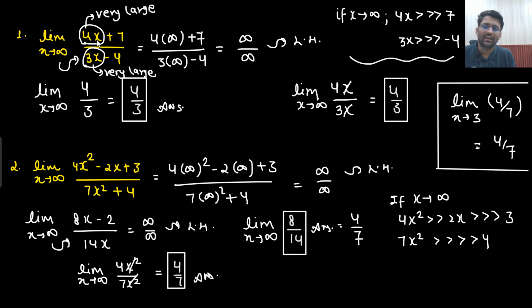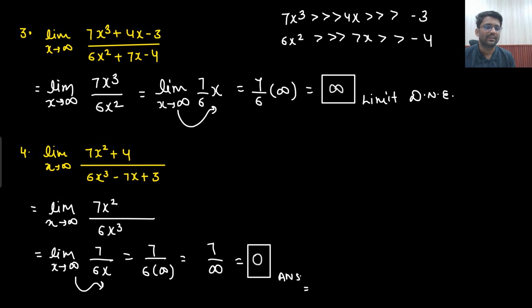Answer is infinity. Here, ignore everything. 4 by 3. Ignore everything. 4 by 7. X square will get cancelled out. X will get cancelled out. Here 4 by 3. Here 4 by 7. 4 by 7. That's it. Is that clear to you or not? So this is how I can solve the questions of infinity by infinity. I don't need to apply L'Hopital rule. Without applying the L'Hopital rule, I can solve these questions.